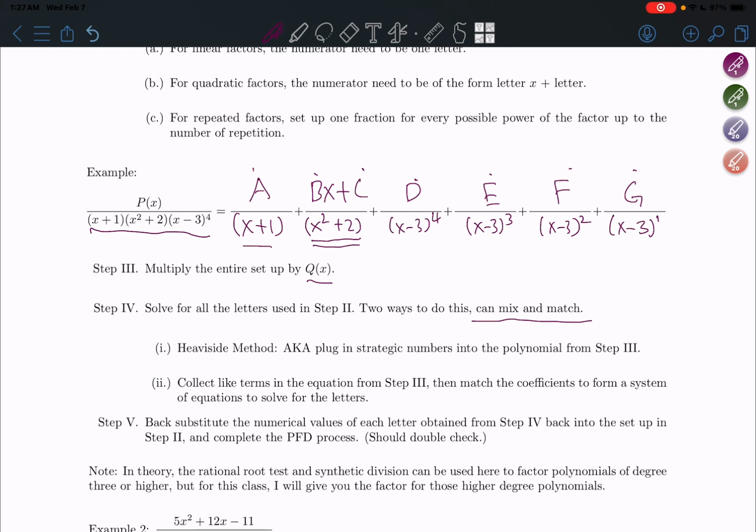Or method number 2 is the quote unquote universal way, right? So in step 3, you're gonna get 2 polynomials. You're gonna collect like terms, and then you're going to match the coefficient of each power of x, and then from there you're gonna form a system of equations, and then use the system to solve for all the letters. The issue, as you can probably guess, is like our example here, we got 7 different letters. That means you're going to have a 7 equations, 7 unknowns system of equations.